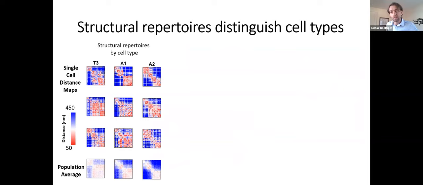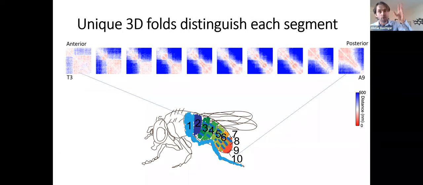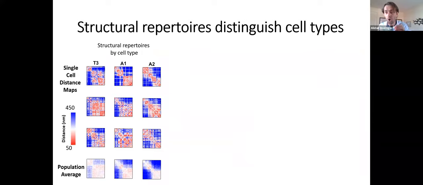Now, I'm often asked, does the structure uniquely predict the cell type? And here I think that the answer is actually no, not on a single cell level. Let me unpack this a little bit. If you look at individual cells from, say, the third leg or the first abdominal segment, I think you'd be hard-pressed to say this one is definitely a T3 and that one's definitely an A1 and not the other way around. Nonetheless, if you look at averages across these diverse ensembles of structures, these averages are distinct. So it is the repertoire of structures that distinguishes cell types.